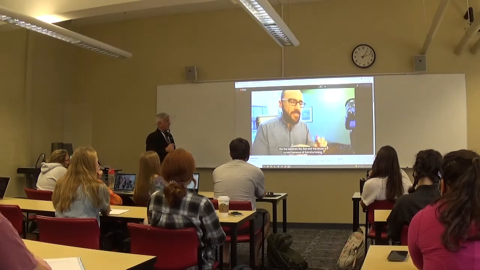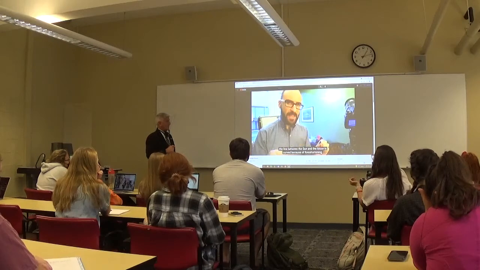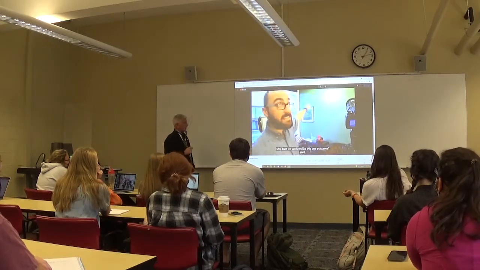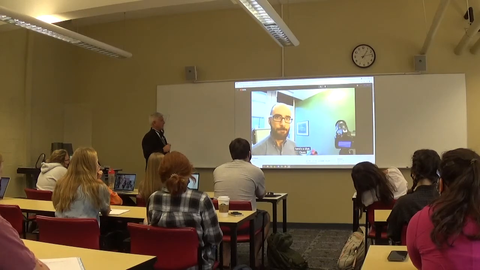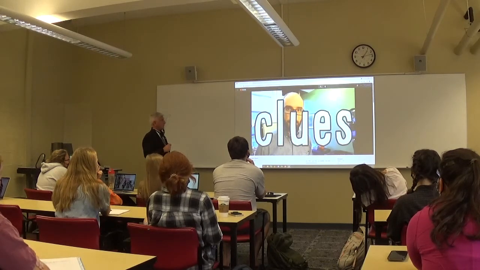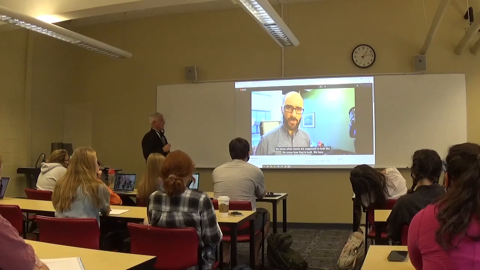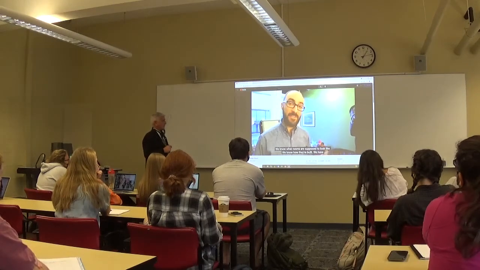But wait, if the line between the sun and the moon is curved because of foreshortening, why don't we see lines like this one as curves? Well, here's a clue. Clues. We know what rooms are supposed to look like. We know how they're built. We have experience with them.